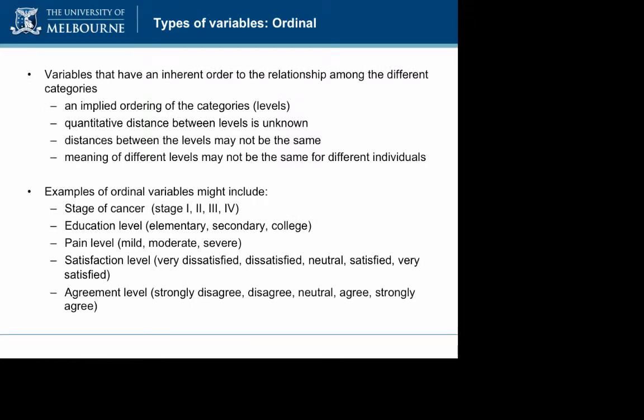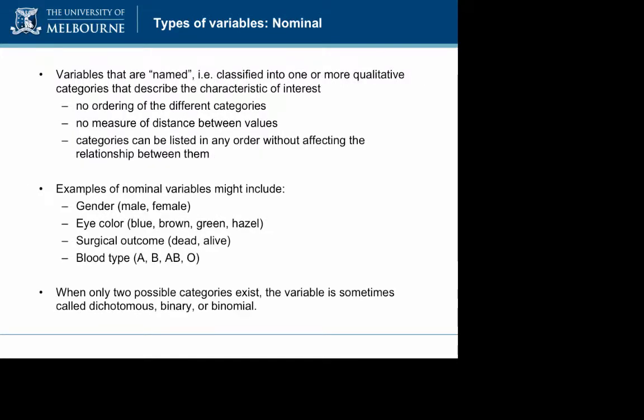And then ordinal variables are categorical variables, but there is a relationship between the categories. For example, a Likert scale. So how do you feel today? Very bad is worse than bad, is worse than good, is worse than very good. But we don't really know whether the difference between very bad and bad is the same as the difference between very good and good. That's why it cannot be a numerical variable, but there is still an order among them. For example, stage of cancer or pain level or satisfaction level.